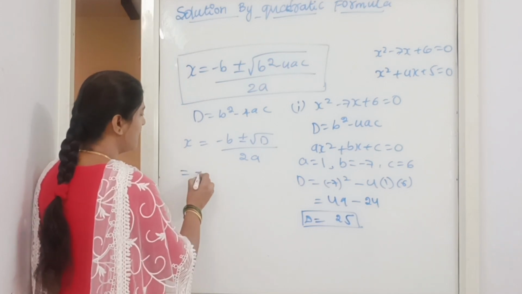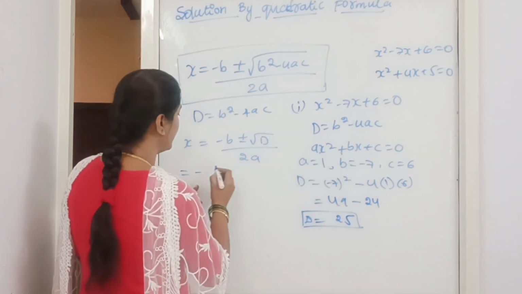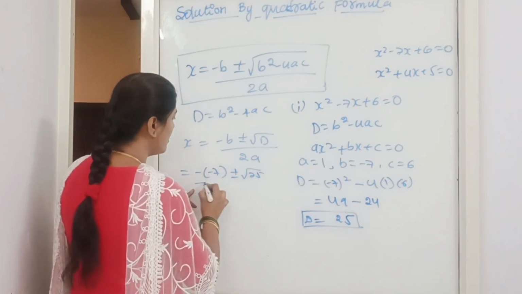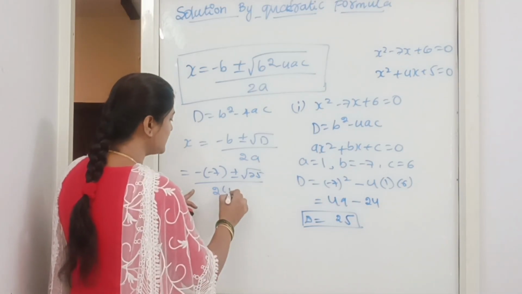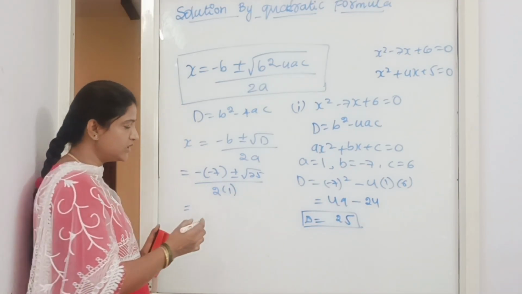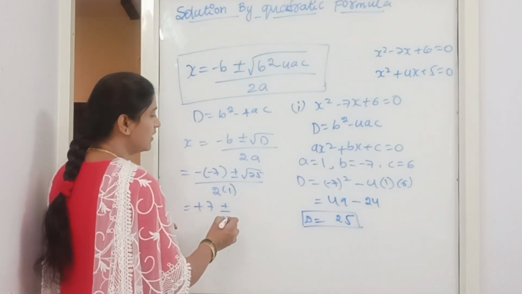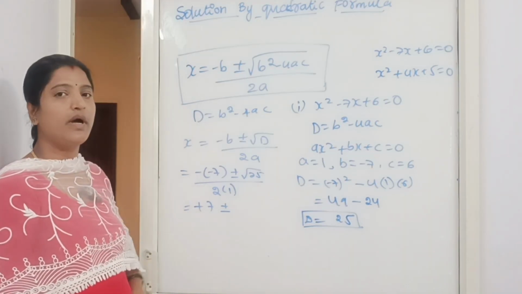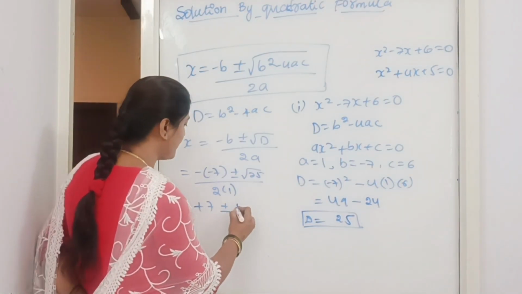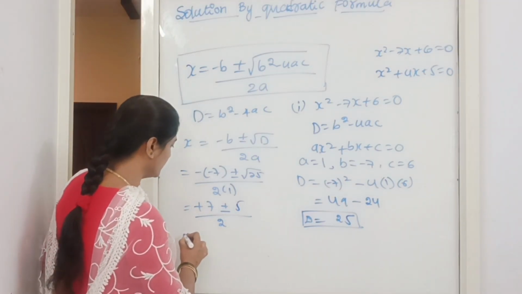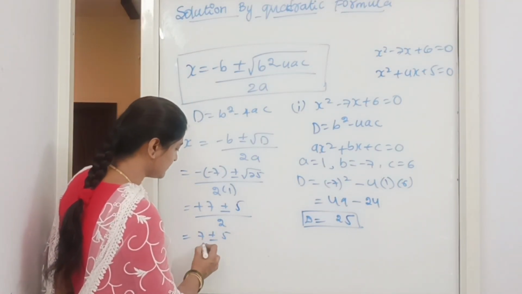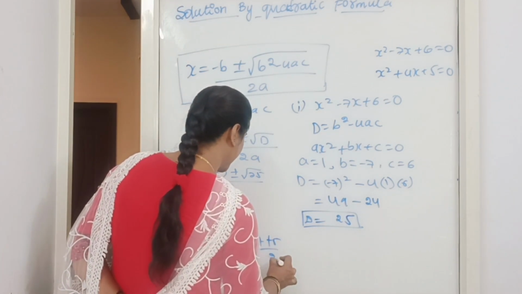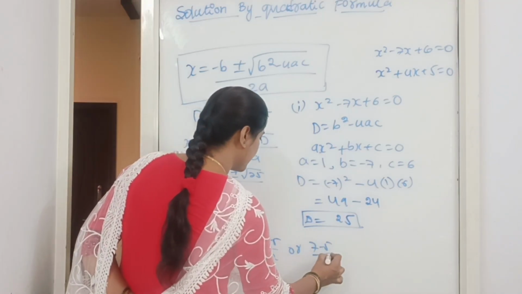Once we find the discriminant, you can substitute back into the formula. See here, minus b is minus minus 7, plus or minus square root of 25, whole divided by 2 into a, which is 1. Minus into minus is plus. You are well familiar with the square root, no? Square root of 25 is 5. 2 ones are 2. So 7 plus or minus 5 divided by 2. That means 7 plus 5 divided by 2 or 7 minus 5 divided by 2.